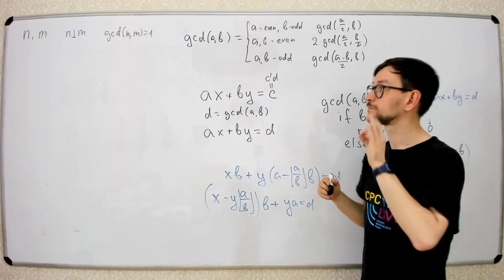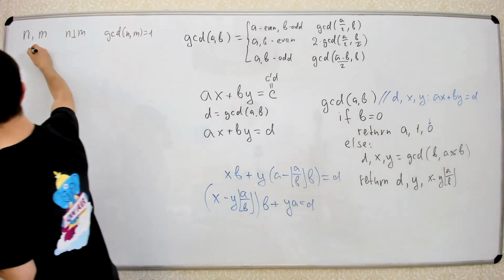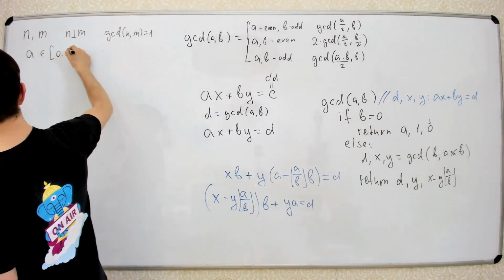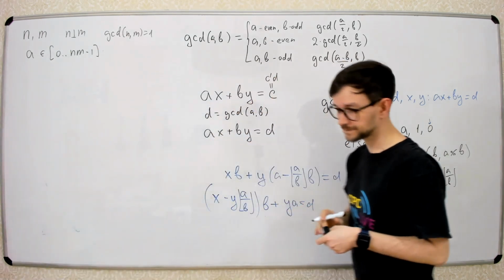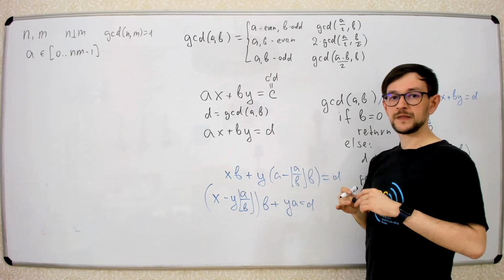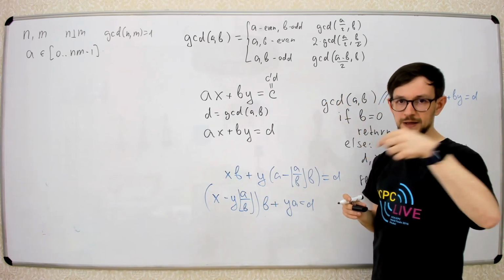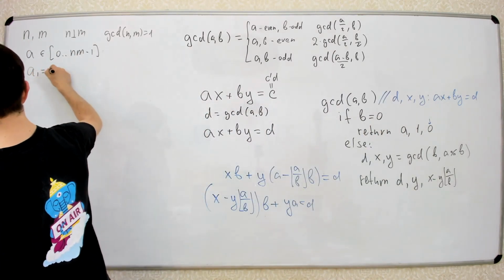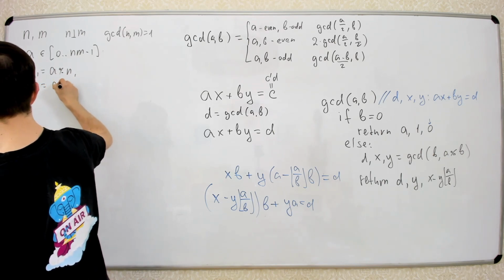Now, let's take any number a from 0 to nm minus 1. And then calculate the remainder of a modulo n and modulo m. So let's have two integers: a1 will be a modulo n, and a2 is a modulo m.